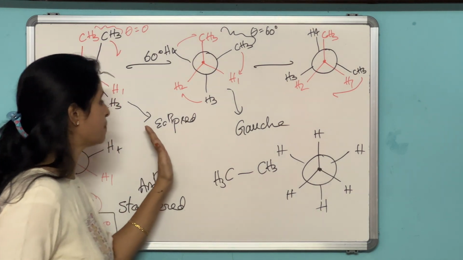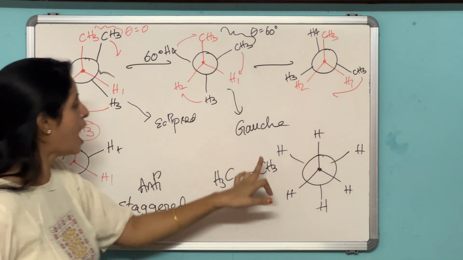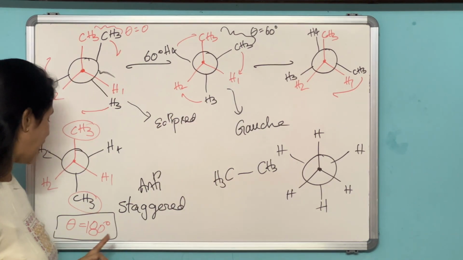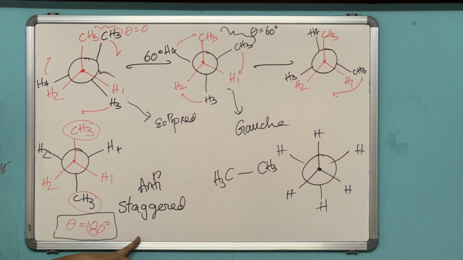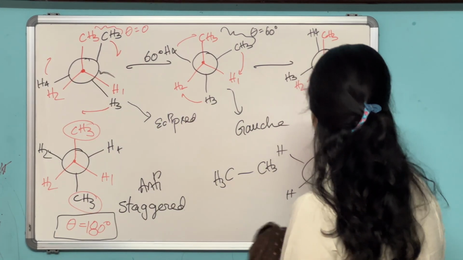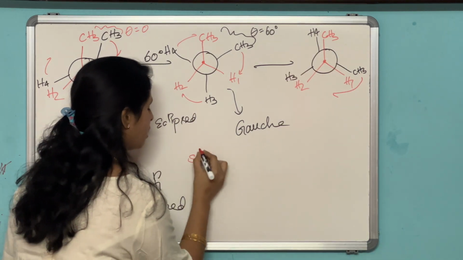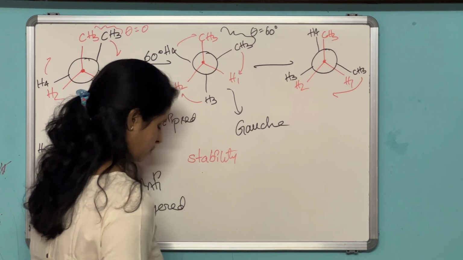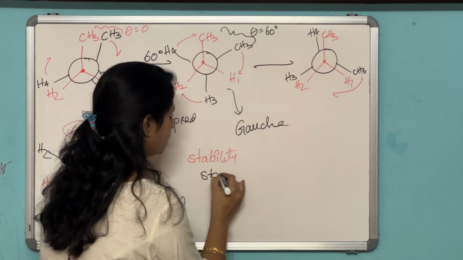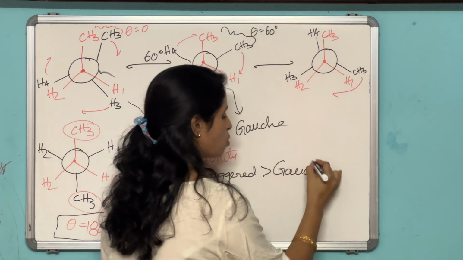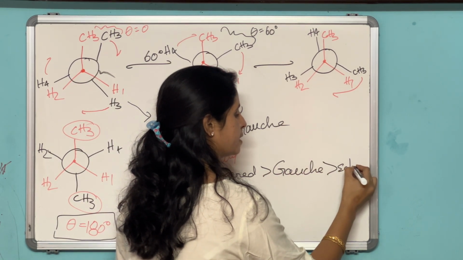So here this is the eclipsed form, in which the dihedral angle is 0, this is the Gauche form, in which the dihedral angle is 60, and this is the staggered form, in which the dihedral angle is 180 degrees. Now I'll first write the stability order. Stability order: the staggered form or anti-form is more stable. After that Gauche, then last eclipsed.